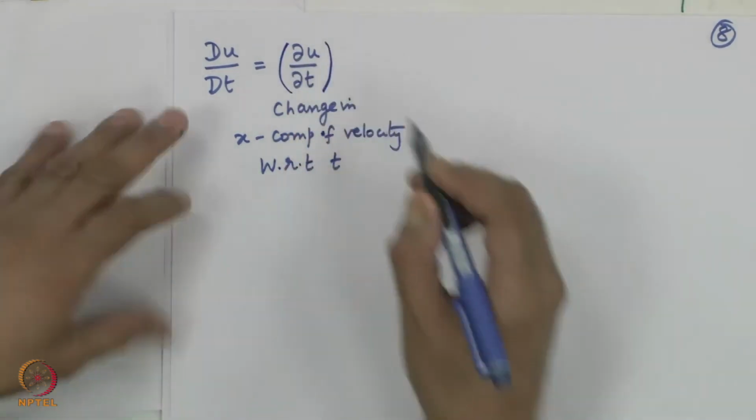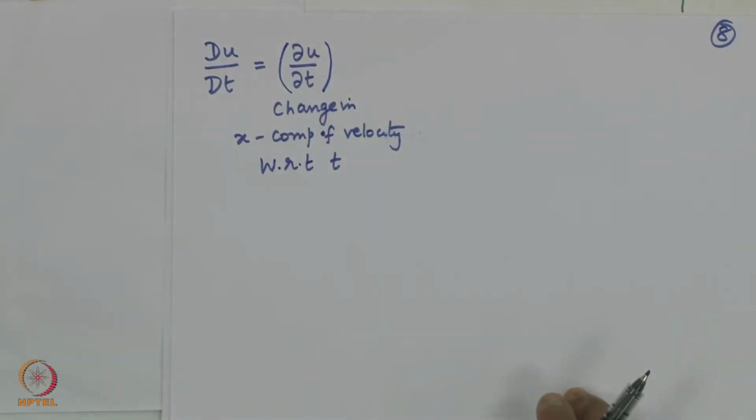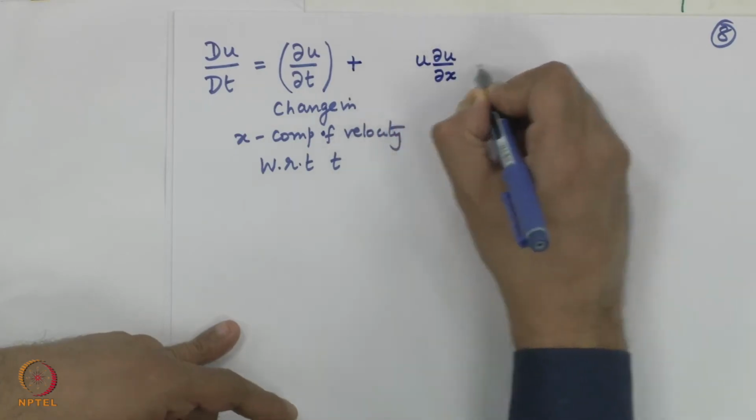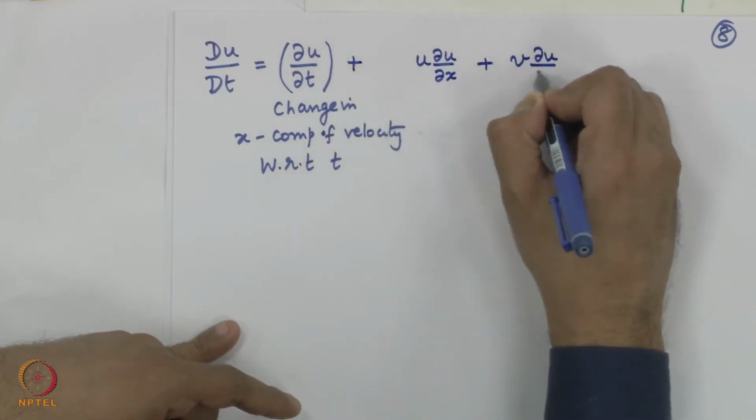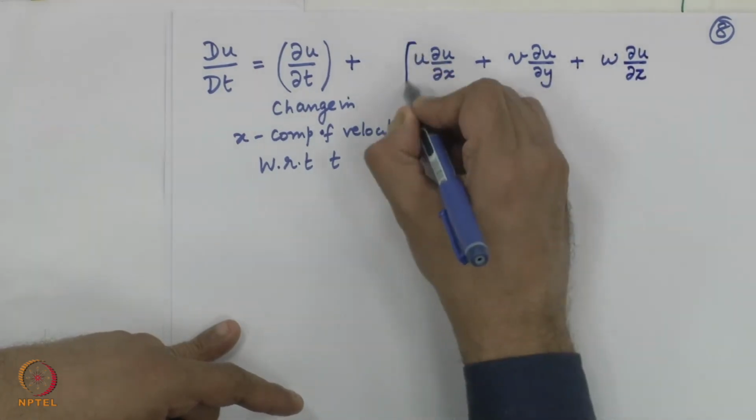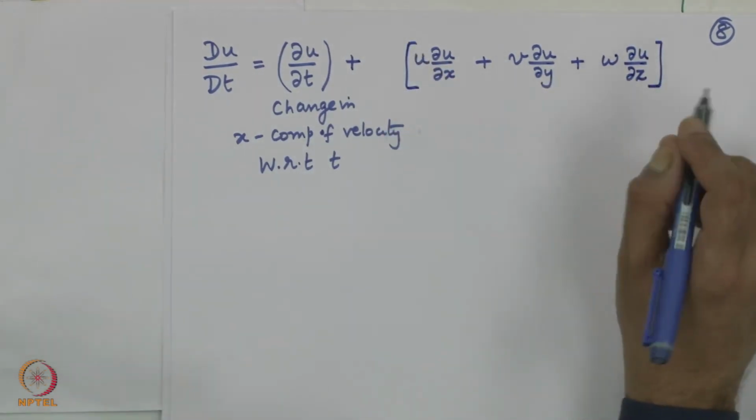So, it is just that the x component of velocity was 2 meter per second, and at the next instant of time it is 2.1 meter per second. That is this change with respect to time, very simple to understand. It is like a car driving, you are driving at 55 going to 60 in the next 1 minute. So, you are accelerating, that is this part. What is this other part? u du by dx plus v du by dy plus w du by dz. These are the important terms.